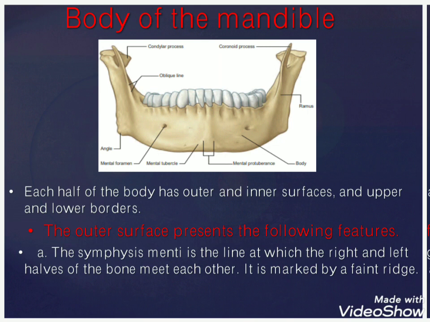The body of the mandible. Each half of the body has outer and inner surfaces, and upper and lower borders. The two surfaces present the following features. Symphysis menti is the line at which the right and left halves of the bone meet each other. It is marked by a faint ridge. In this picture, we can easily see the faint ridge adjoining the two halves of the mandibular bone and forming the body. Mental foramen is seen, mental protuberance is seen, mental tubercle is also seen.